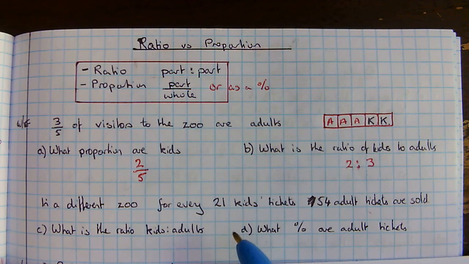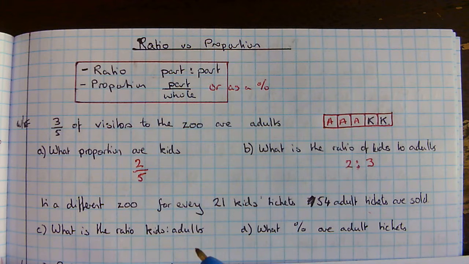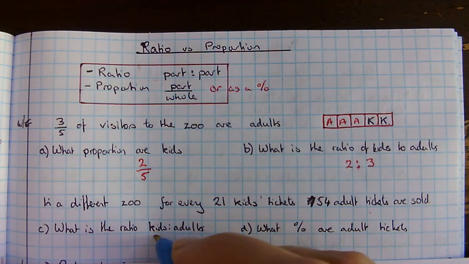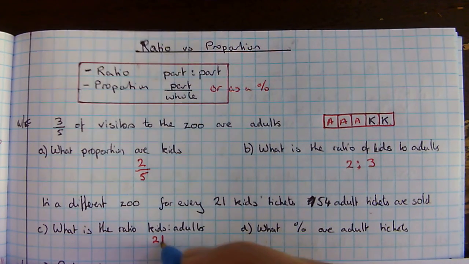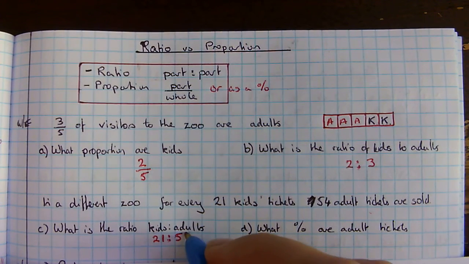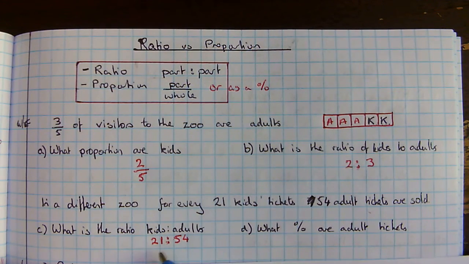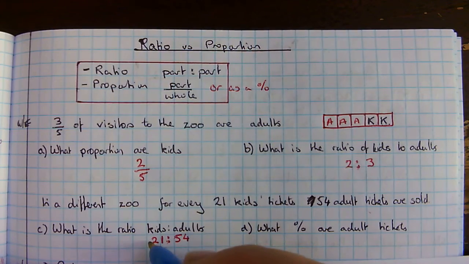Slightly different question. For every 21 kids tickets, 54 adult tickets are sold. So it wants to know, what's the ratio of kids to adults? Well, the ratio there is 21 to 54. Now, this question is going to need us to give that in its simplest form. So I've got 21 and 54. Now, 2 doesn't go into both of them, but 3 does. So I'm going to divide both by 3.